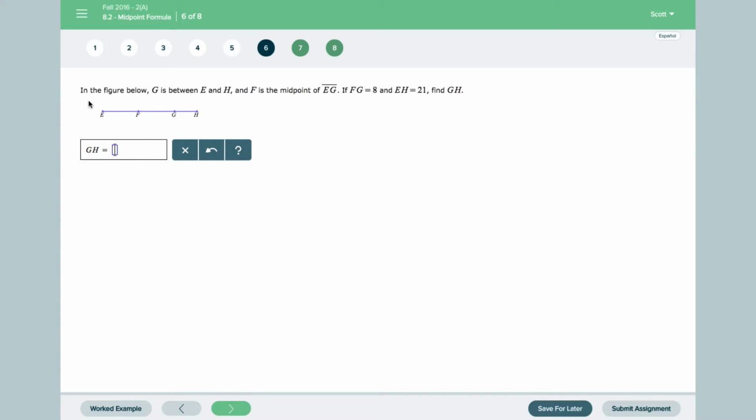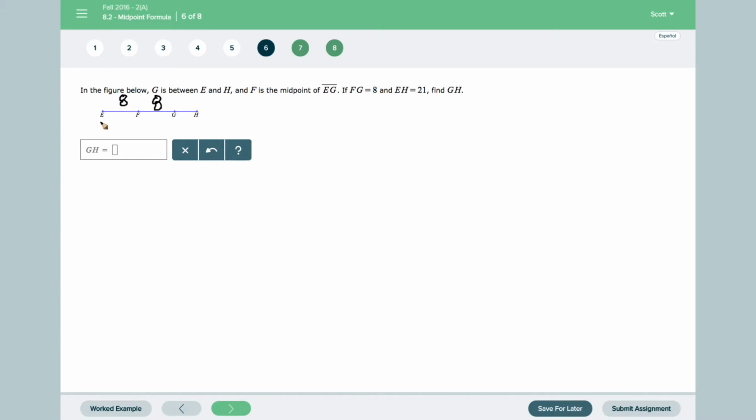Number 16. In the figure below, G is between E and H. And F is the midpoint of E and G. So from E to F is the same thing as F to G. That's what that means. Those two line segments are exactly the same. If FG is 8, well, that tells me that EF is also 8 because they're the same.